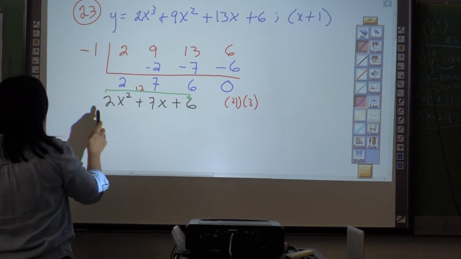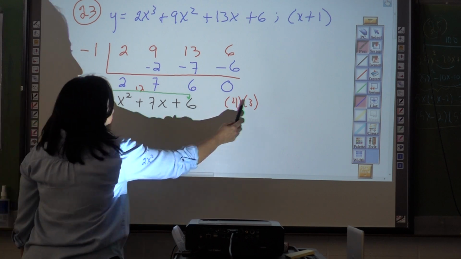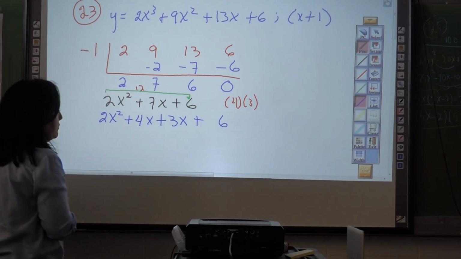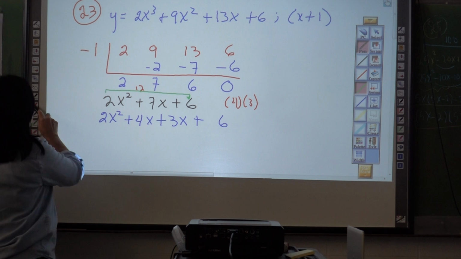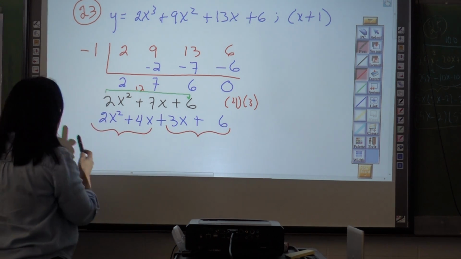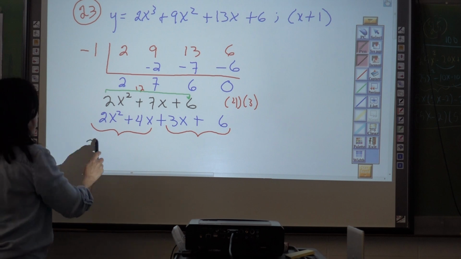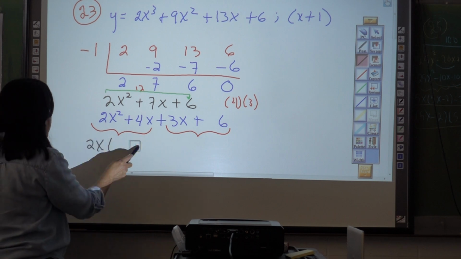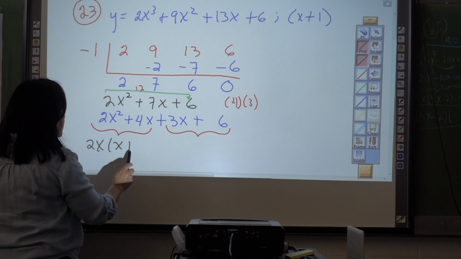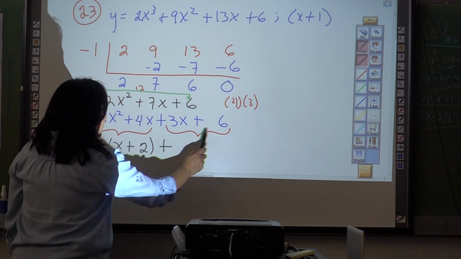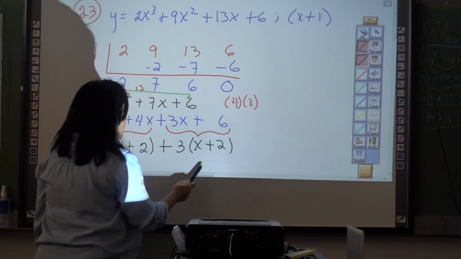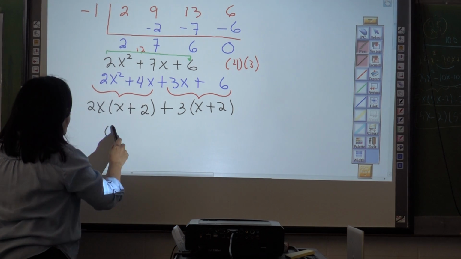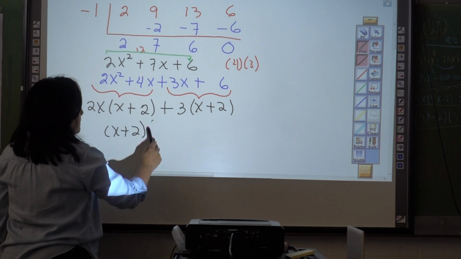So bring down the 2x squared. For 4x plus 3x plus 6, we rewrite the whole thing. Then we factor by grouping, and the factor is 2x times x plus 2, sorry, times x plus 2. From here we have 3 times x plus 2, and the common factor between these two is x plus 2 times 2x plus 3.